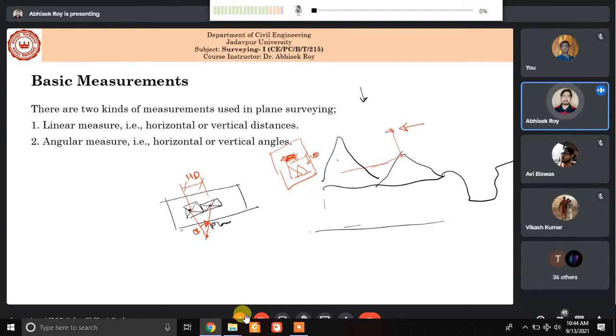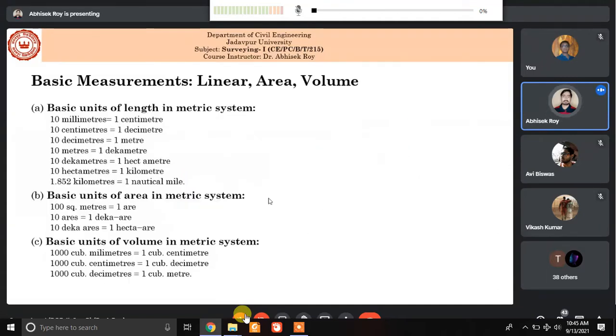Similarly, in the vertical plane, you will make this as 0, then move your theodolite in the vertical direction and measure this angle. That means from a point in the vertical, suppose this is your theodolite, you measure this angle. So this is your vertical angle. So what you have to do is mainly measure horizontal or vertical distance and horizontal or vertical angles. That's all.